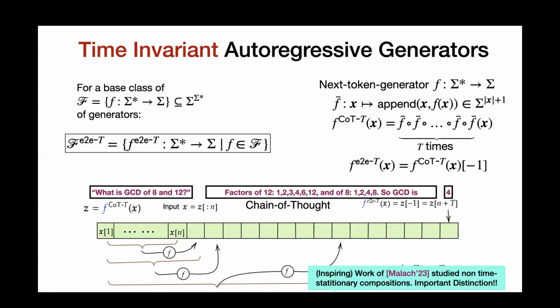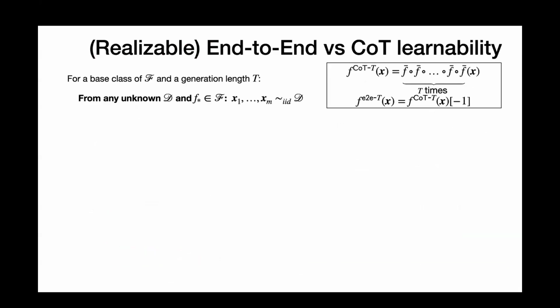input again and again. This is a key distinction from Malak's work, which we were inspired by directly to understand autoregressive learning, who took a different function for each time step. And this distinction is going to be very crucial for me as I move on in my discussion. So any question about this setup so far? Great. So let me move on.